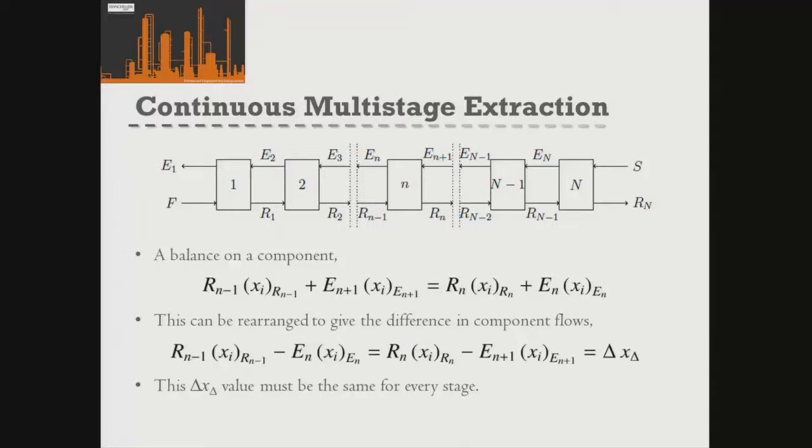So unsurprisingly, after doing a total material balance, we can also do the same for a balance on our components in the system. In this case, we have the amount of an individual component entering our stage N is equal to the amount of each individual component leaving stage N. And again, we can rearrange this to give the difference in the component flows. Okay? And again, that difference in component flows must be the same for every stage in our liquid-liquid extraction system.